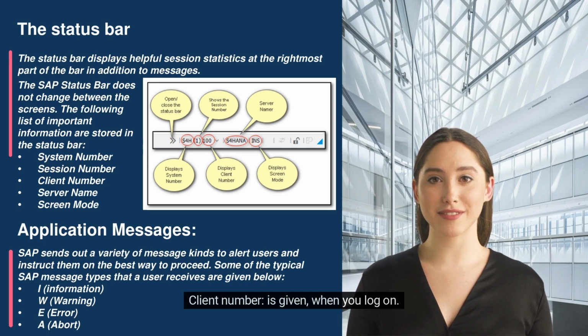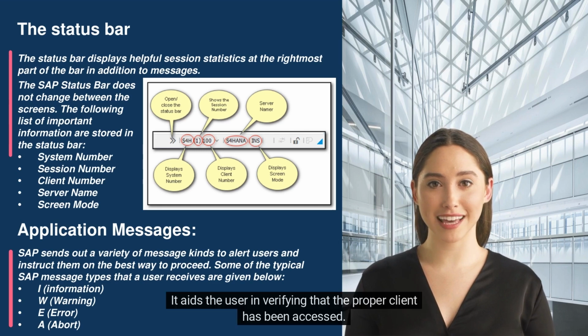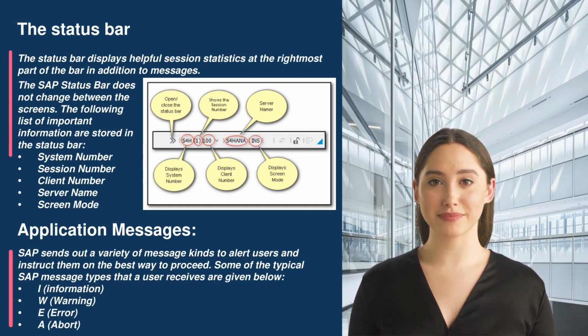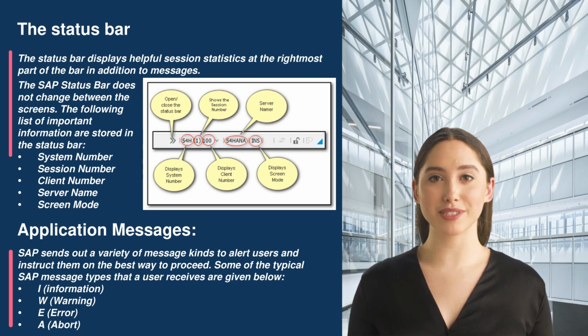Client number is given when you log on. Here, 100 refers to the client number as shown on the screen above. It aids the user in verifying that the proper client has been accessed. Server name. The user may find out which server they are connected to for this SAP session by looking at the server name. Screen mode.